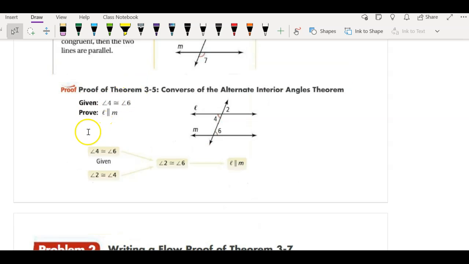Okay, so now we're going to do a proof. This is a proof of theorem 3.5, the converse of the alternate interior angles theorem. This is a different style of proof. This is a flow proof. We're given that angle 4 is congruent to angle 6, and we want to prove that line L is parallel to line M.